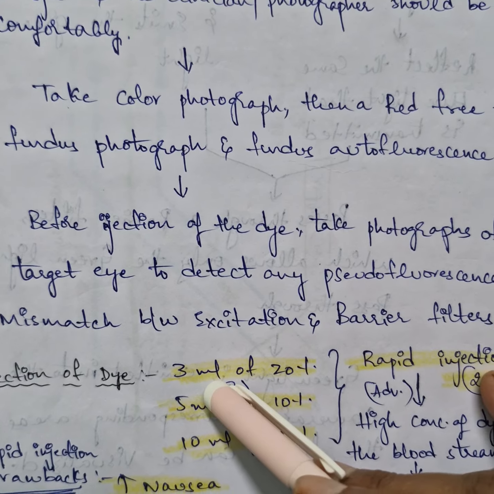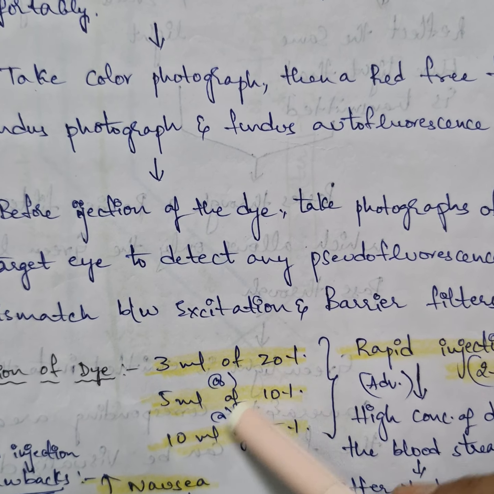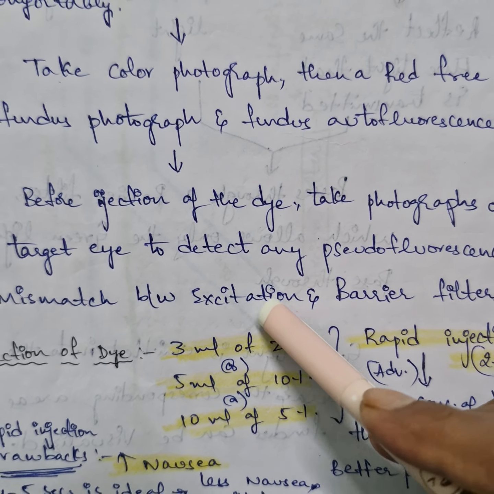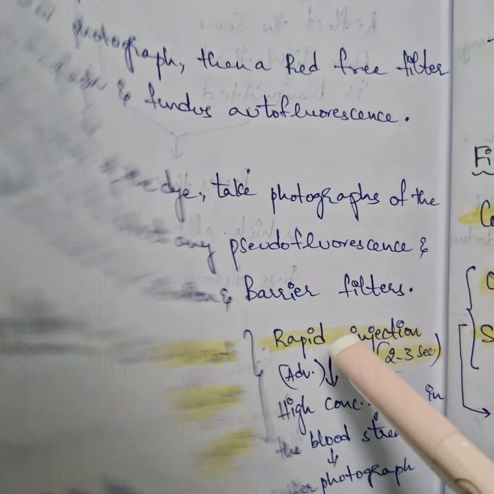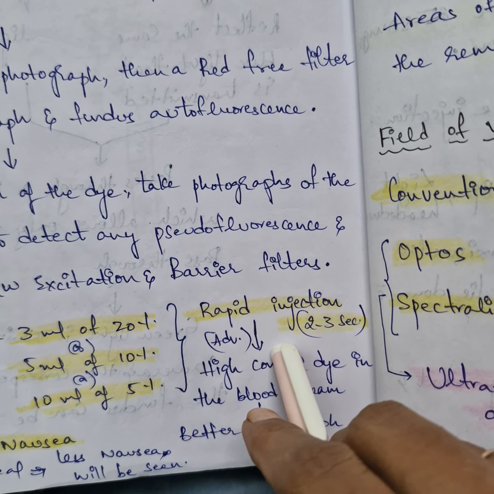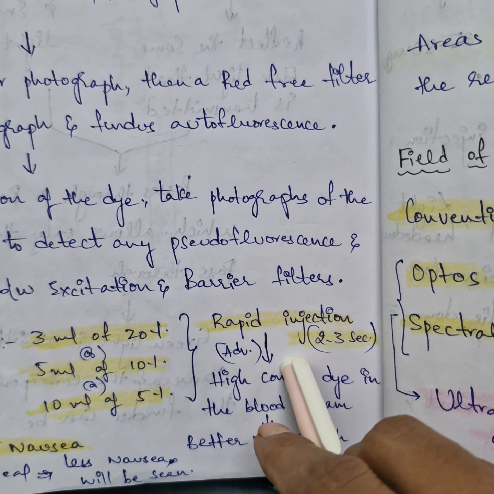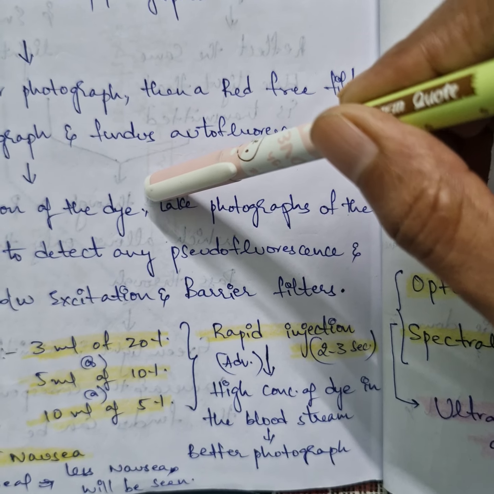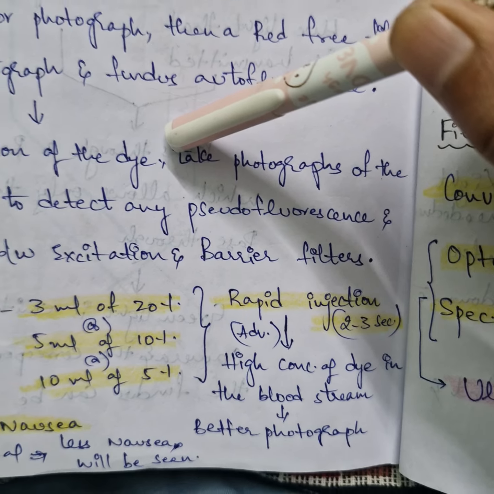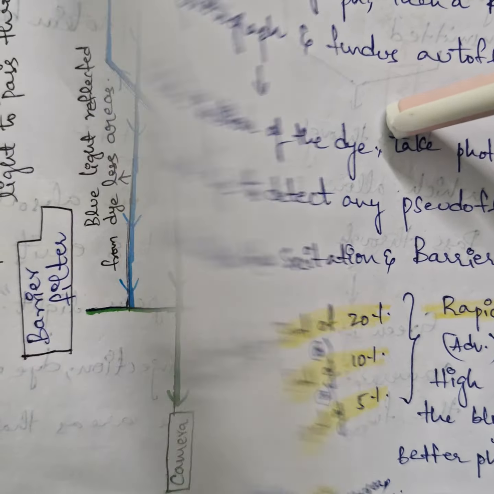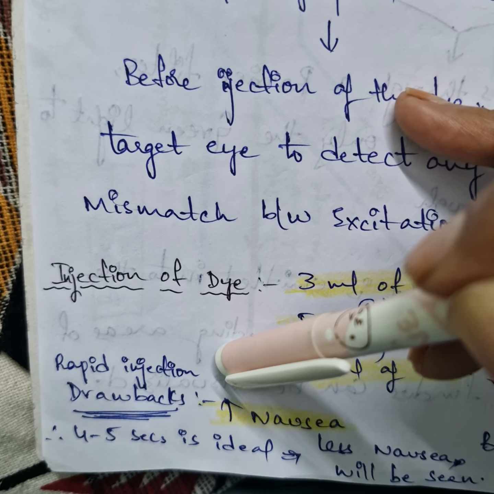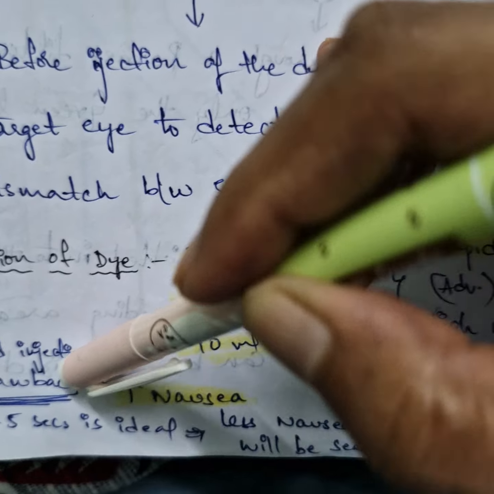We can use 3 ml of 20% dye, or 5 ml of 10% dye, or 10 ml of 5% dye. These are the concentrations of the dye which can be used in FFA. We inject this within a span of 2 to 3 seconds, which is called rapid injection, which has advantages like a high concentration of dye in the bloodstream, which gives a better photograph, and also has some drawbacks like increased nausea. So ideally we give it over 4 to 5 seconds, which will reduce this nauseating feeling.